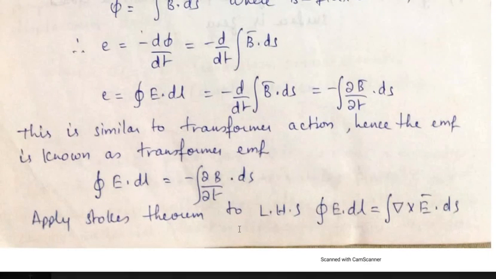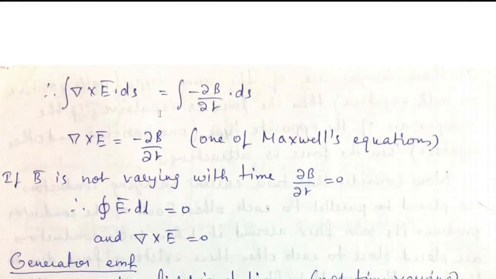Now we have a theorem known as Stokes theorem. According to Stokes theorem, a closed line integral can be converted to a surface integral. So this is the equation form: closed integral of E dot dl is equal to integral of del cross E dot ds. So in place of the left hand side, we can write integral of del cross E dot ds, and this is equal to integral of minus dou B by dou t dot ds. Now equate the like terms on both sides.